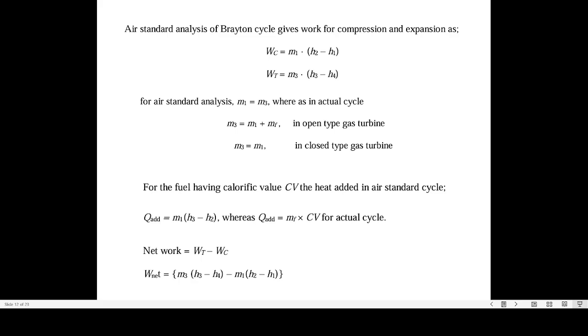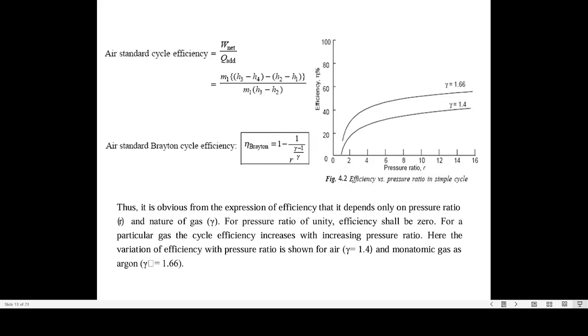In the block diagram that we have seen, the net work which is obtained from the cycle can be expressed as turbine work minus the compressor work, isn't it? Because part of the work is used for the operation of the compressor, that's why net work is turbine work minus the compressor work, right? By rearrangement of the terms for the net work done in the cycle as well as the heat which is added in the cycle, one can obtain the equation for the air standard cycle efficiency of a gas turbine power plant.